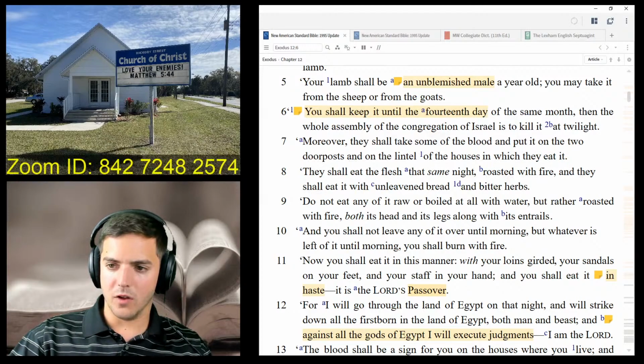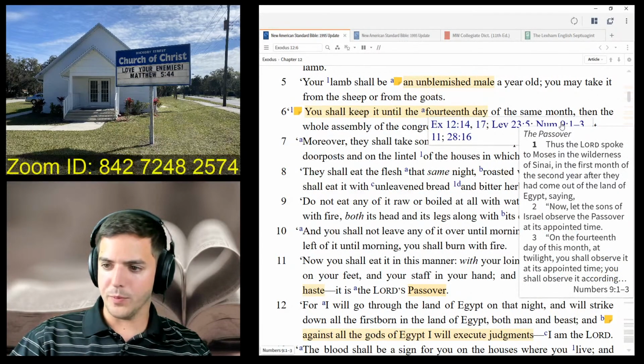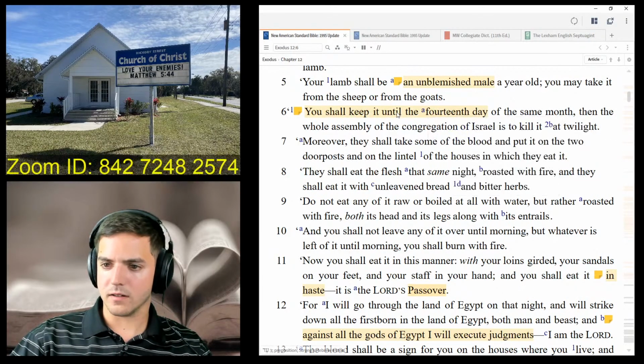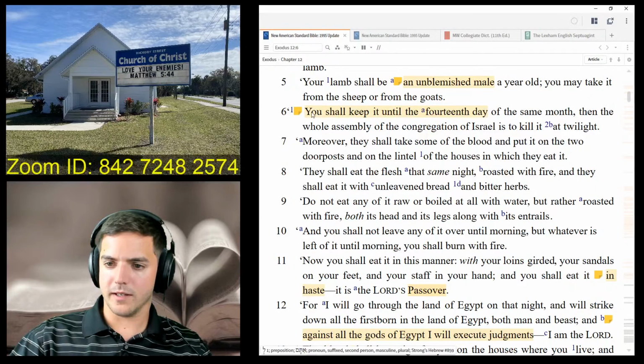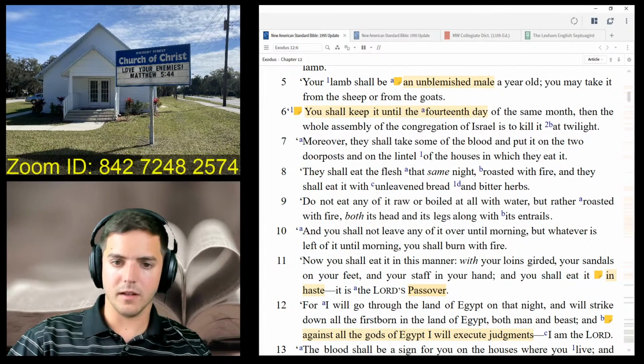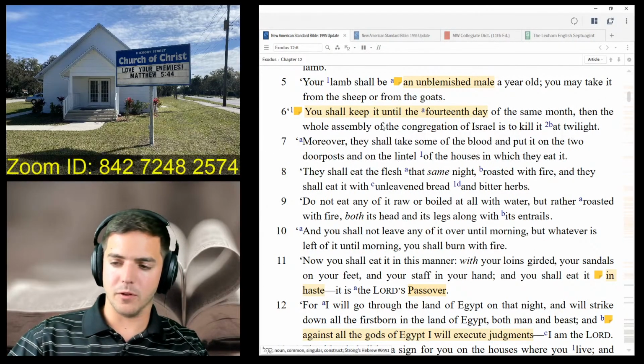Let's see. On the 14th day of the month, there are some important things that happen in Israel's history. For example, let's see. Oh no, I thought I had the note there. I must have not put it down. So, some important things that happened on the 14th day of the month.